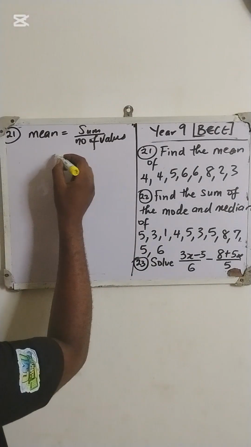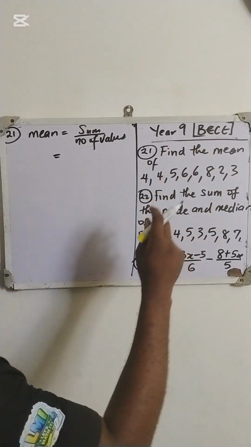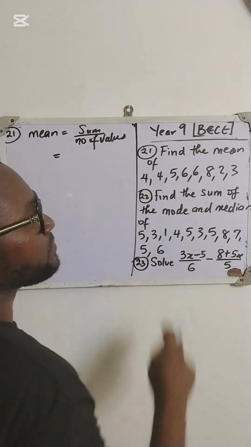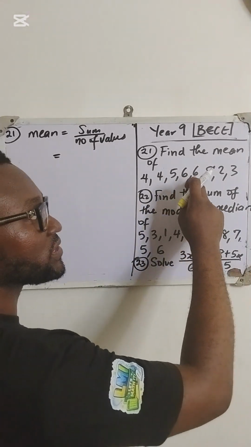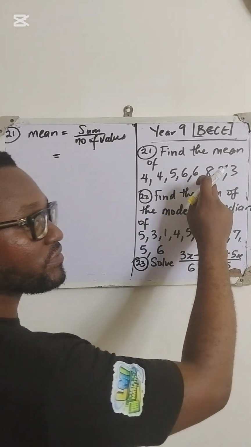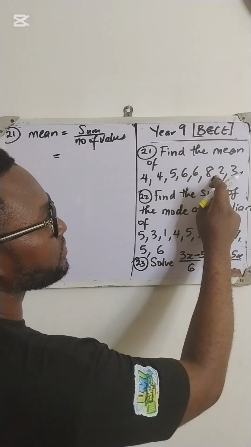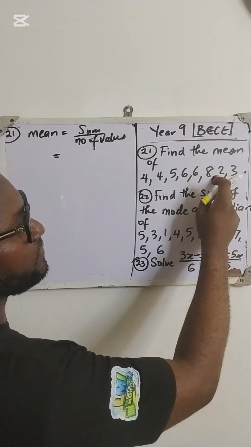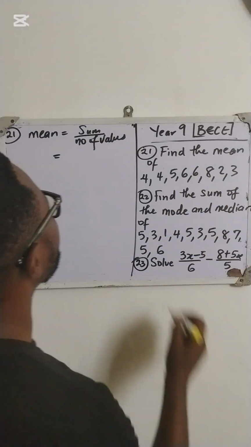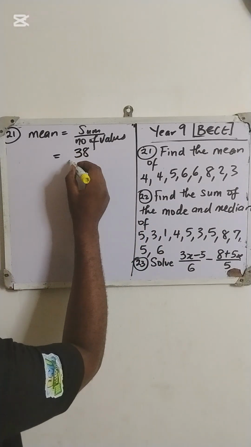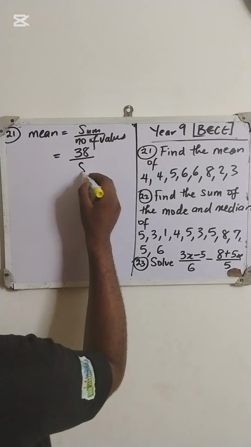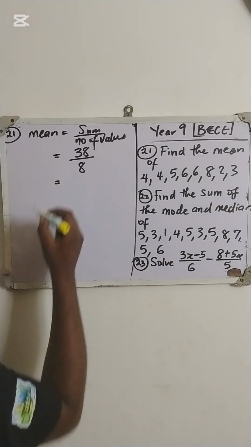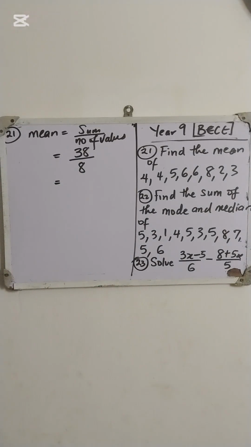Okay, then. So what's the sum? Let's just do it mentally. 4 plus 4, 8. 8 plus 5, 13. 13 plus 6, 19. 19 plus 6, 25. 25 plus 8, 33. 33 plus 2, 35, and 35 plus 3, 38. So we have 38 as the sum, over how many are there? 1, 2, 3, 4, 5, 6, 7, 8. 8. So 38 divided by 8. What do we have?